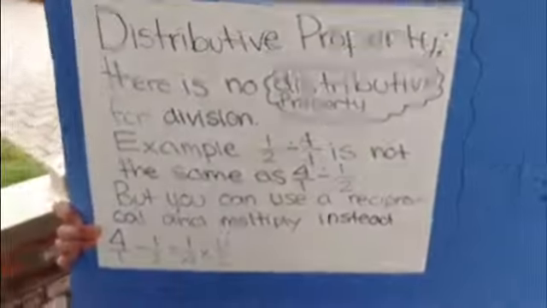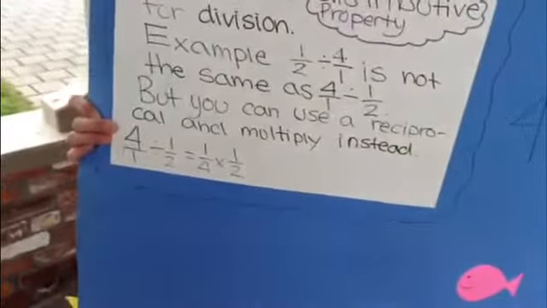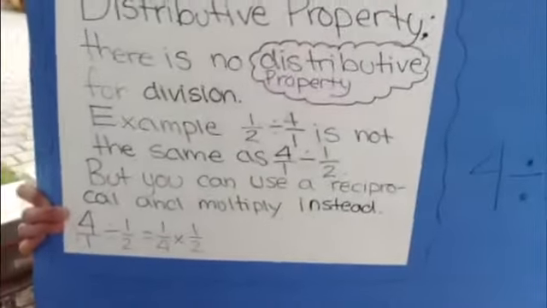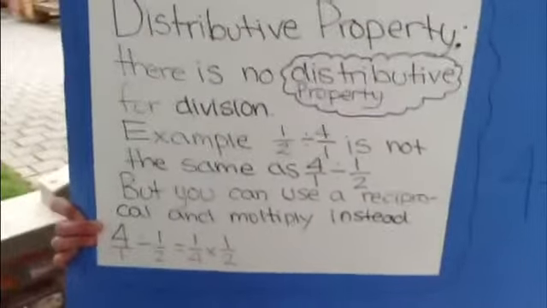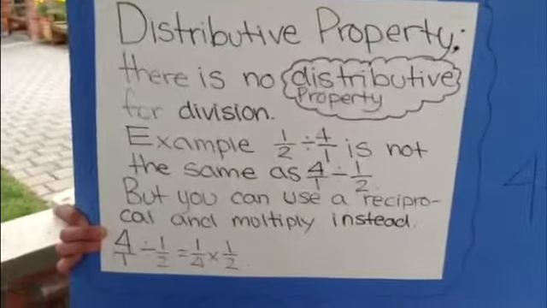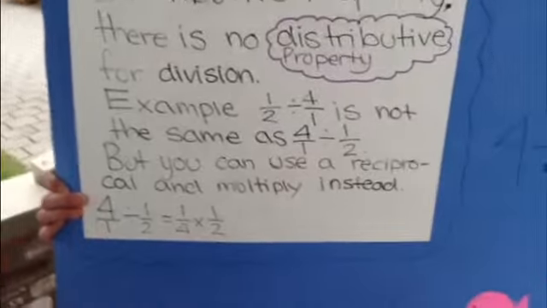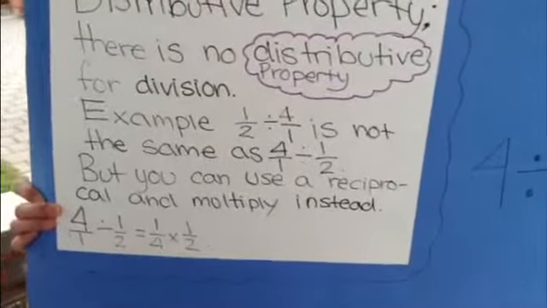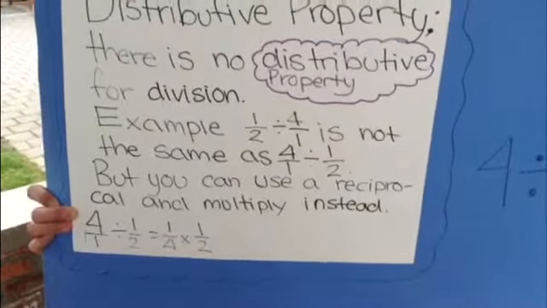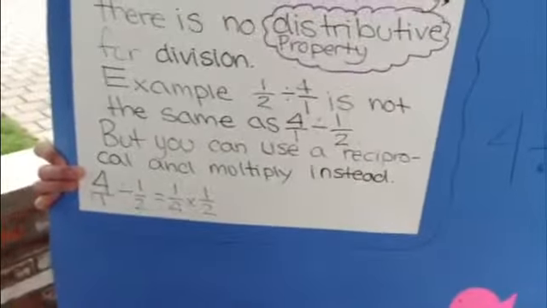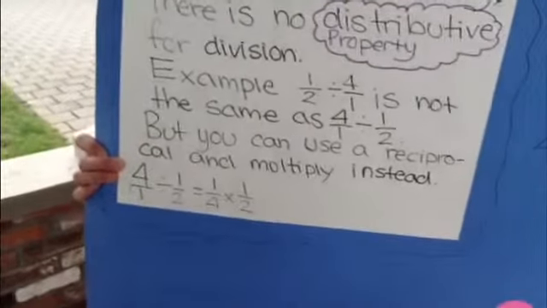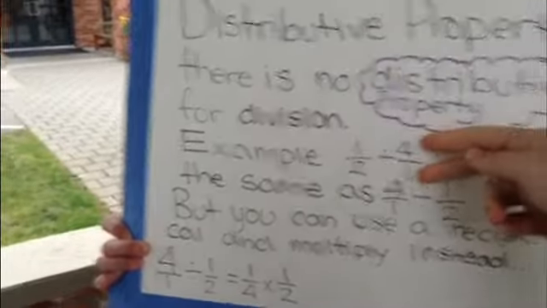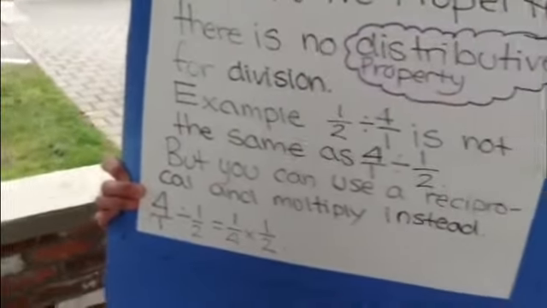Distributive property. Distributive property is where you can switch the 2 numbers that you're multiplying or dividing or adding or subtracting. But in division, there is no distributive property. For example, 1/2 divided by 4/1 is not the same as 4/1 divided by 1/2. But you can use a reciprocal and multiply instead. So you switch the second number upside down and then multiply them instead.